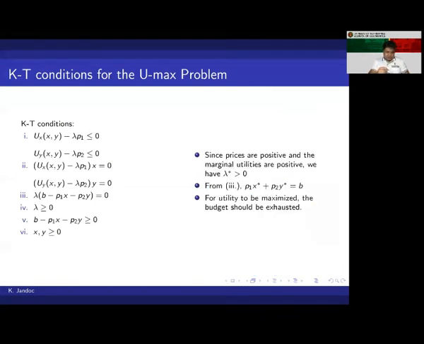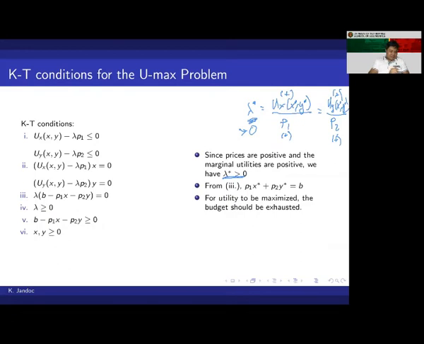Now, as we have just shown, lambda star is equal to mu x at x star y star over p1, which is also equal to mu y at x star y star over p2. Now notice that the marginal utilities are positive. The prices are positive. So therefore, lambda star is also positive. Lambda star is a positive number.